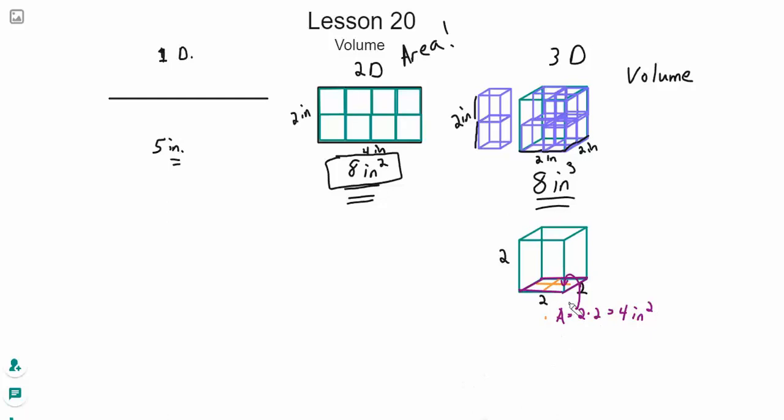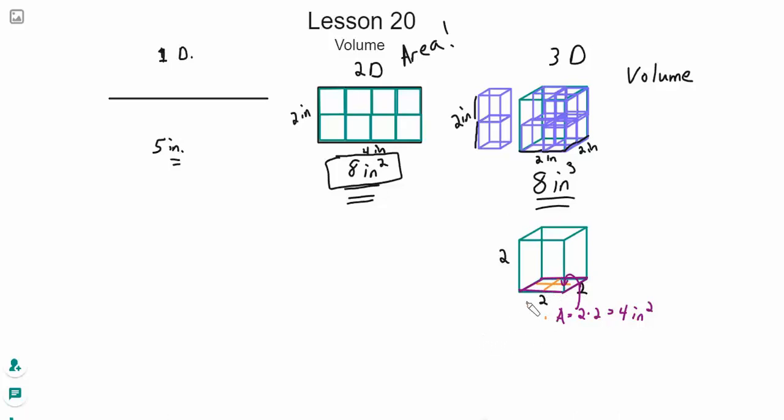So once we've found the area of the base is 4 inches, basically what we've done is we've decided how many cubes can fit in that floor or on that floor, right? There'd be 4 of them. 4 cubes can fit on there.